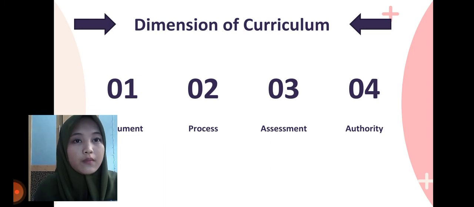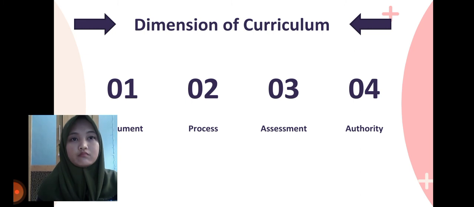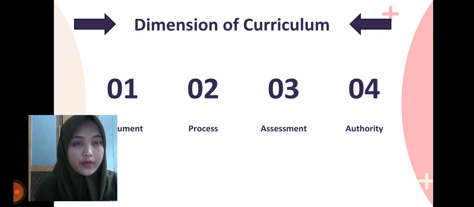Next, the example curriculum 2004 or 2006 or KTSP in Indonesian. For document 1 and 2, or lesson plan and syllabus, or standard competence and then basic competence. For process, there are 3 categories. First, method using various. Second, approach using CTL. Third, model using classic and CL. For assessment, using objective test and then authority using BSNP.